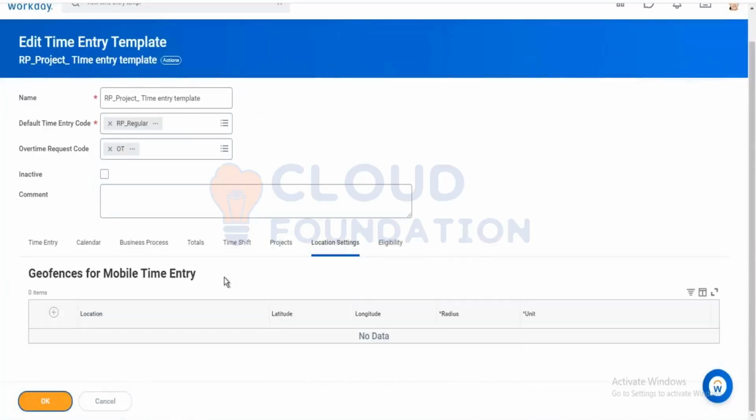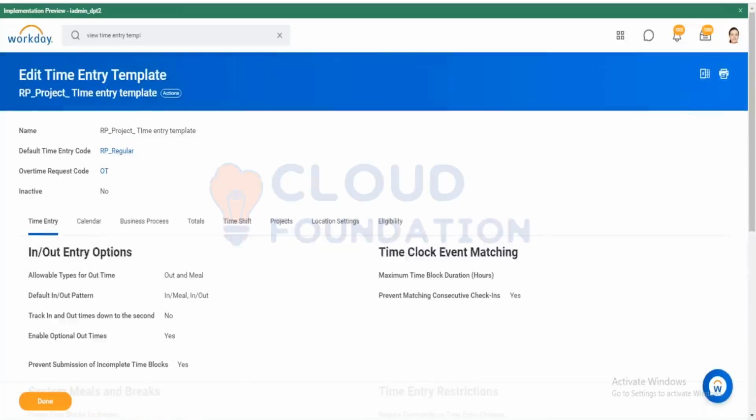So we talked about the base part. Now what happens? How would you identify if a worker is having multiple period schedules, multiple work schedule calendars, and multiple time entry templates? You have implemented the time tracking, you have configured everything, but still the workers are not able to enter the time.